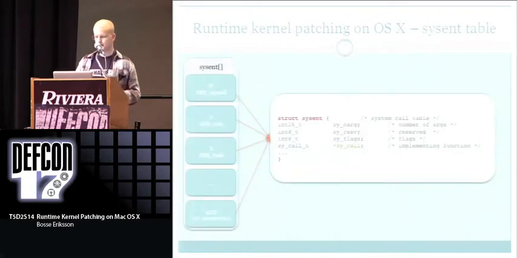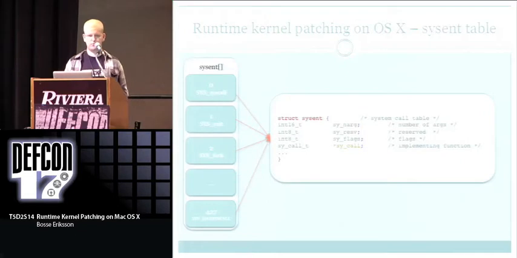OS X has a global sysent array which holds a structure for each system call available in the kernel. Its maximum is 427, going from 0 up to there. Each entry has a structure which contains the system call arguments and also a pointer to the system call handler, which is the function that gets executed when the system call is called. So that's our main target that we're going to patch.